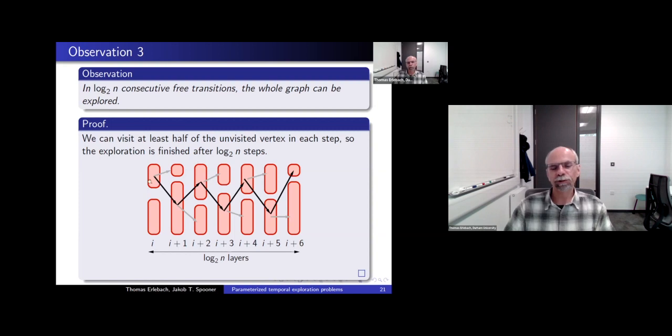Also, a remark: if you have log n consecutive layers, you can enumerate all possible walks through these log n layers in 2 to the power of log n time, because you have 2 choices in every layer. So there are only n possibilities for a temporal walk through log n layers.